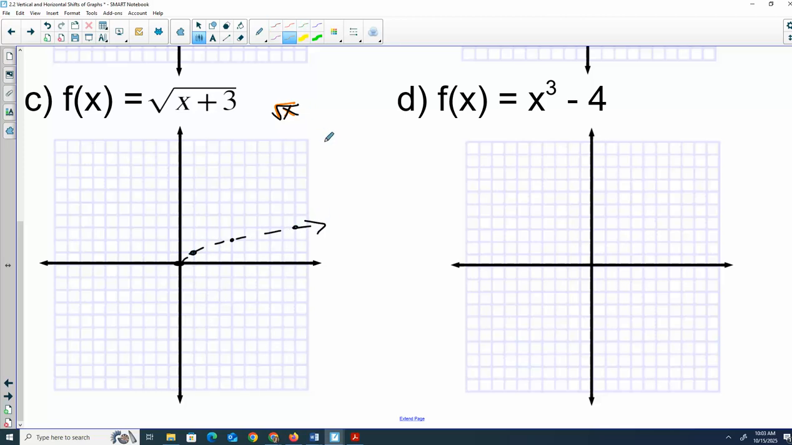What's my transformation this time? What's happening? Inside is x, does the opposite. So adding moves it in the negative direction.